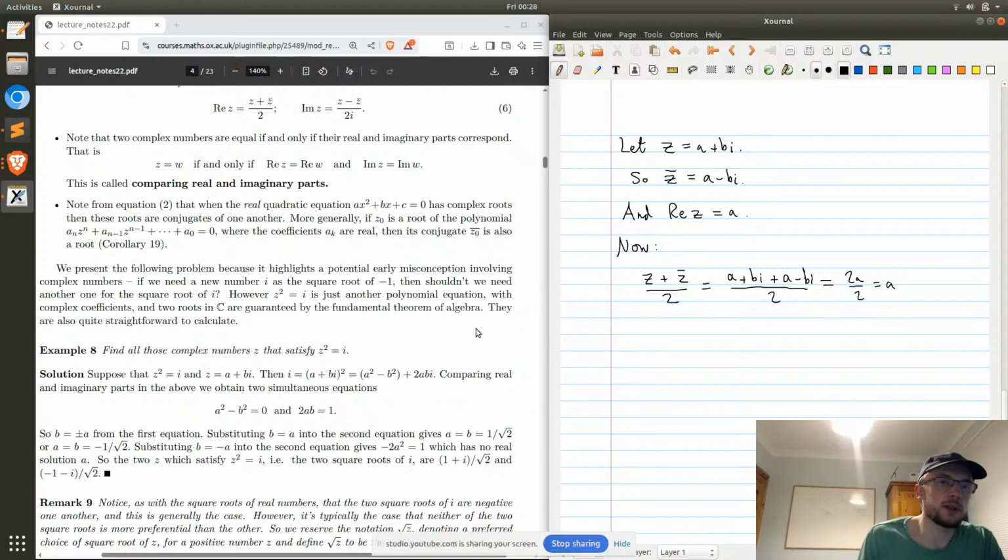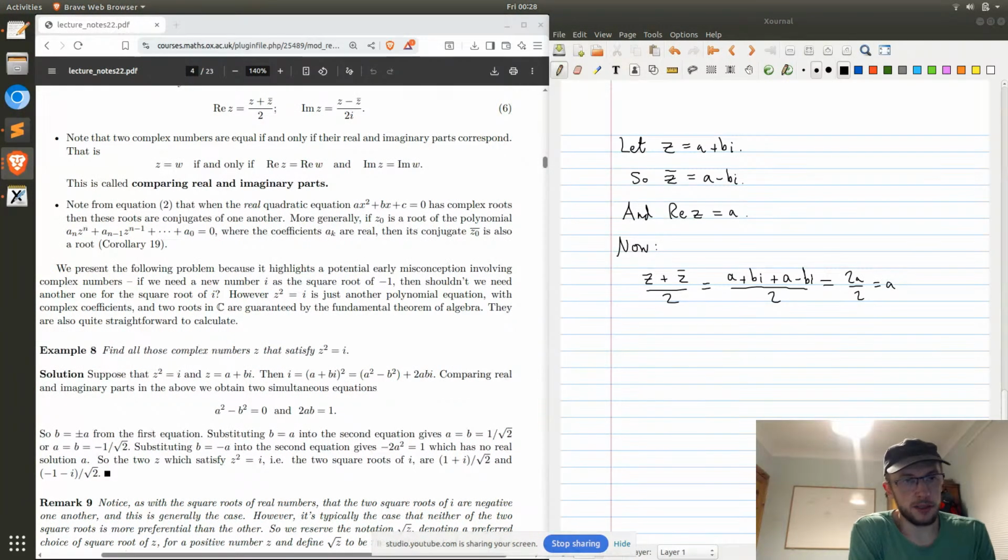All right, so that's that part of the fundamental theorem of algebra, or like a corollary, which just says that the complex roots occur in conjugate pairs.